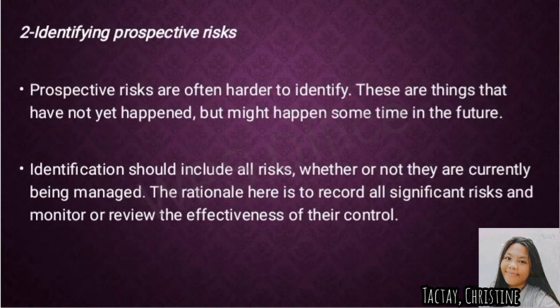The second main way to identify risk is identifying prospective risks. Prospective risks are often harder to identify. These are things that have not yet happened, but might happen sometime in the future. Identification should include all risks, whether or not they are currently being managed. The rationale here is to record all significant risks and monitor or review the effectiveness of their control.